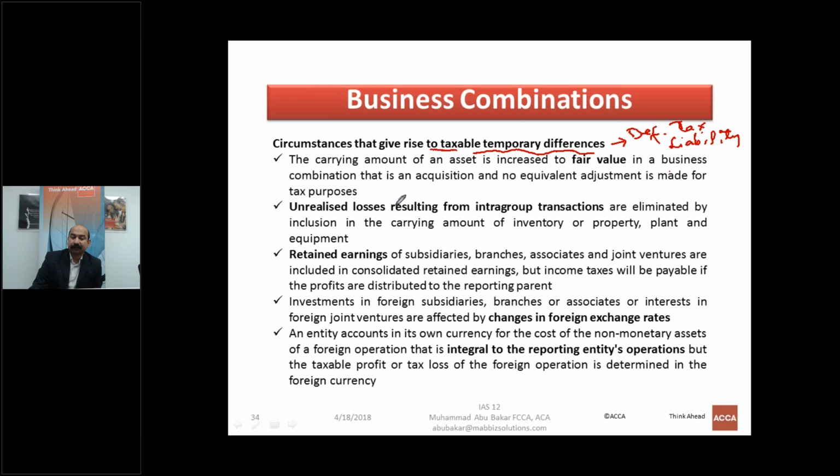Likewise, investment in foreign subsidiaries, branches, or associates, or interest in foreign joint ventures are affected by changes in foreign exchange rates. So this will also create taxable temporary difference. An entity accounts in its own currency for the cost of the non-monetary assets of a foreign operation that is integral to the reporting entity's operations, but the taxable profit or tax loss of the foreign operation is determined in the foreign currency.